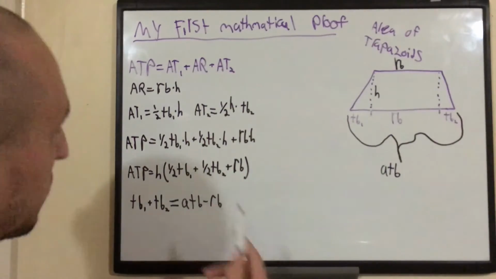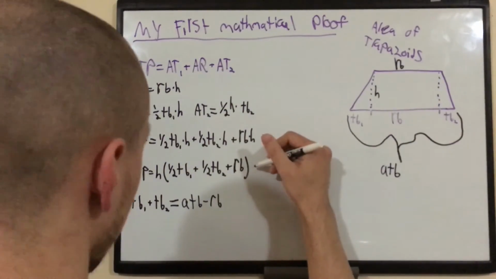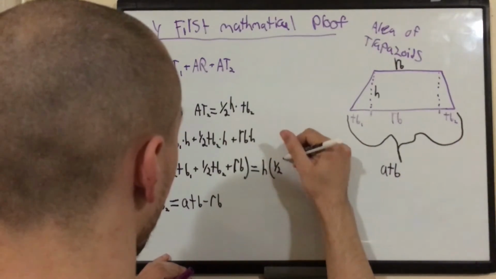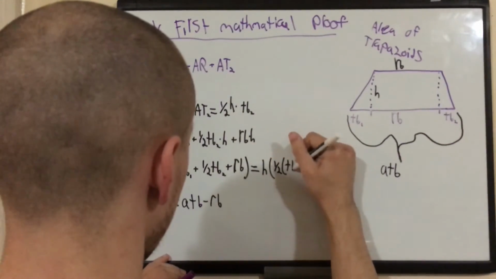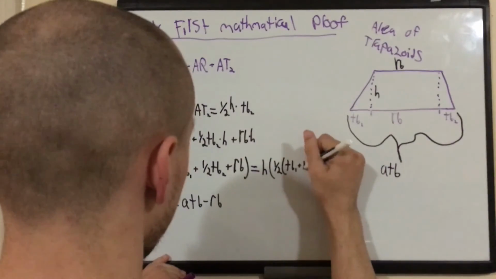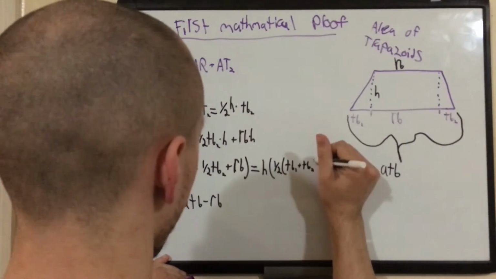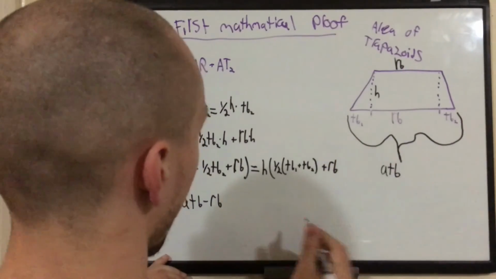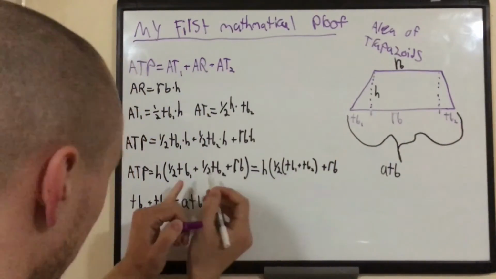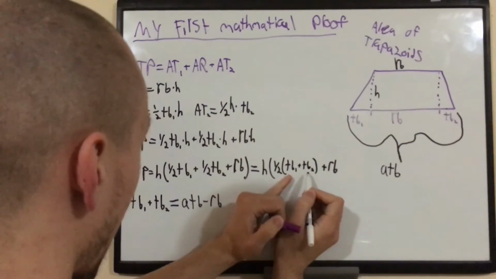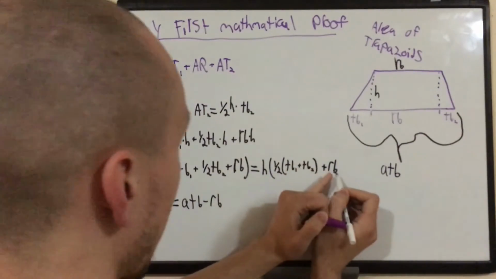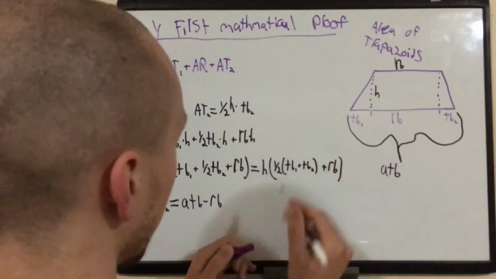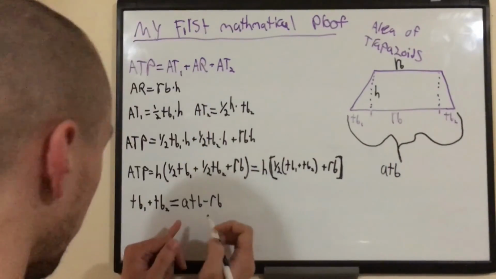Okay, that's fine, I can ignore it. We can rewrite this. It's going to equal H parentheses 1/2 parentheses TB1 plus TB2 close parentheses plus RB. All I've done is I've taken the 1/2 out of these, but not out of the RB. Oh, sorry, close. There's a big... Let me draw brackets. I think you guys can see where I'm going.